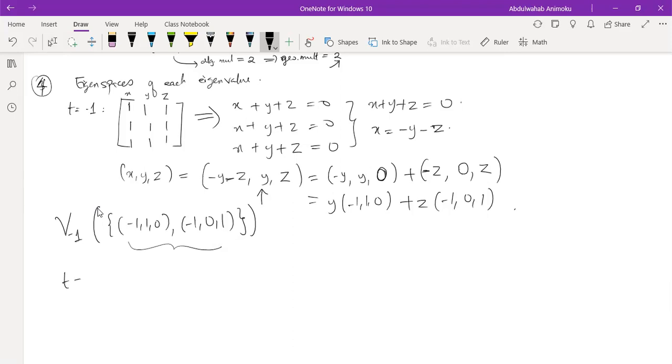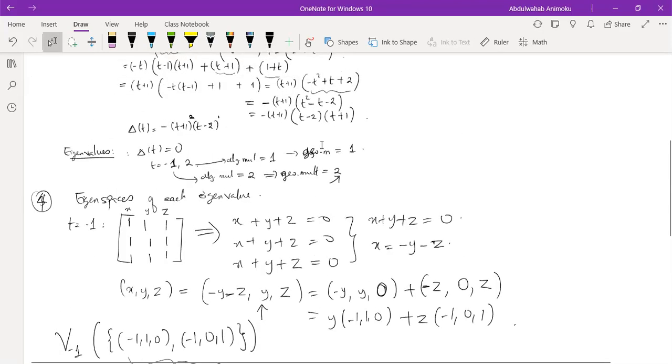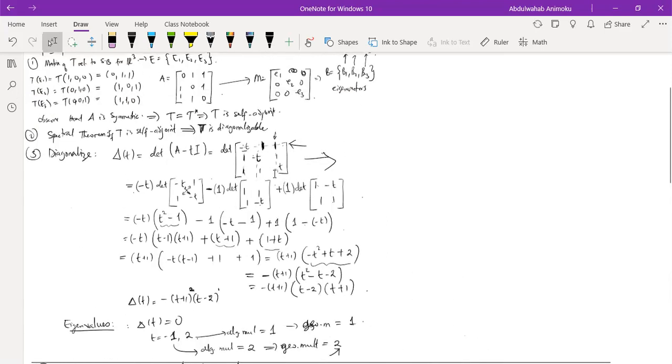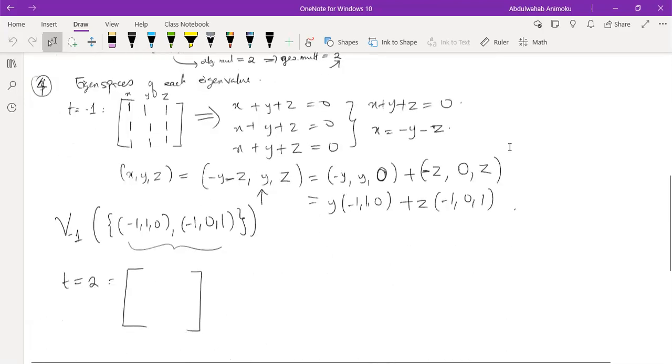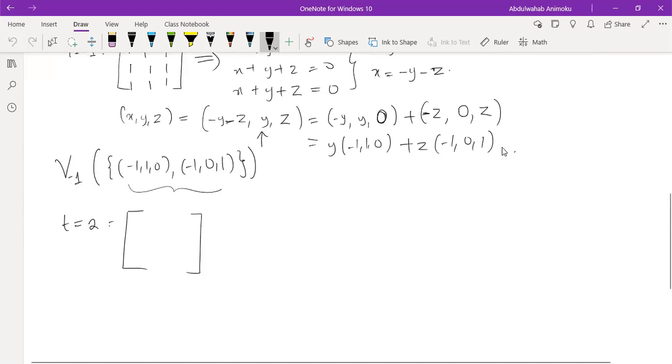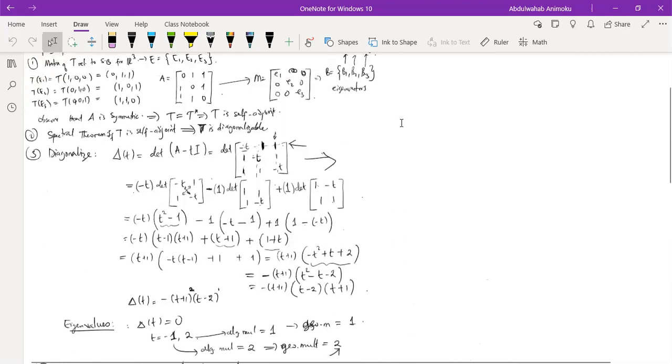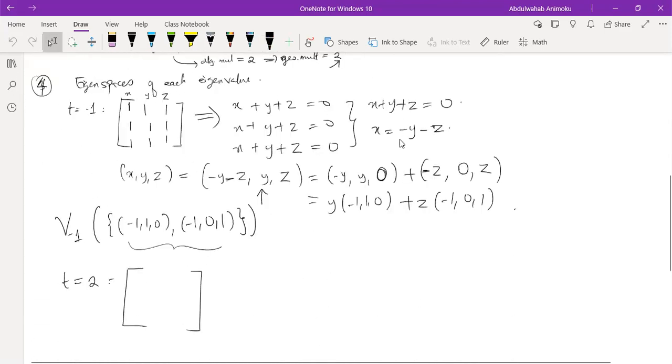Now we go into the last one, which is when t is equal to 2, and we also try to solve this. Now when t is 2, what do we have? We basically put 2 into this matrix. What does that give us? So just to be sure, we got t equal to 2 here. That would give us minus 2, 1, 1. We have 1, minus 2, 1. We have 1, 1, minus 2.